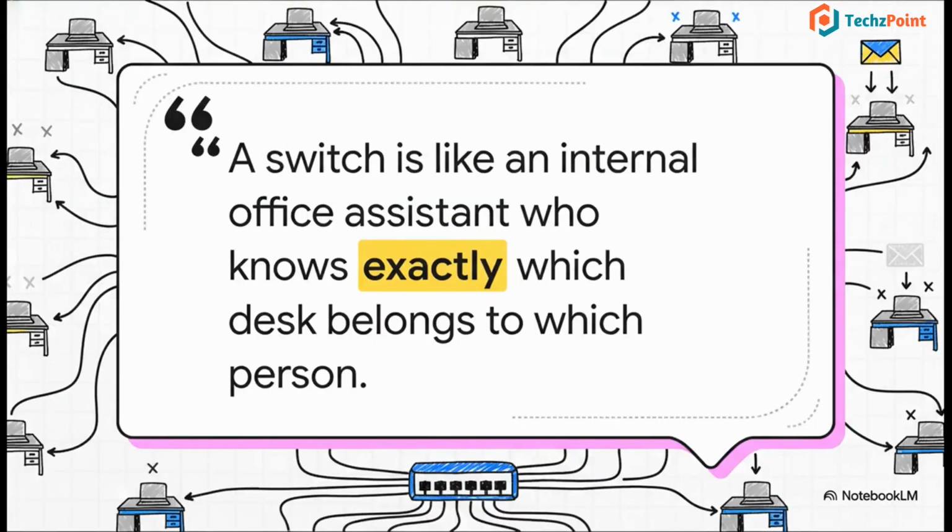And here's where that office assistant analogy we talked about really shines. See, instead of just shouting a message across the entire office for everyone to hear, a switch is way more like a discreet courier. It takes a message and delivers it directly to the correct person's desk, and nobody else's. And that incredibly targeted approach, that's the secret sauce to its amazing efficiency.